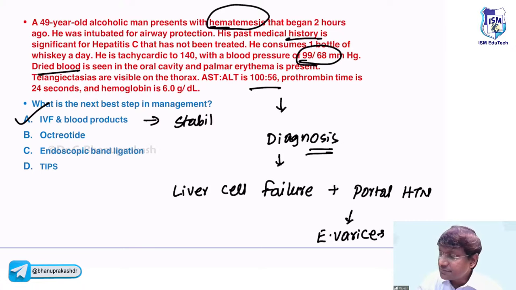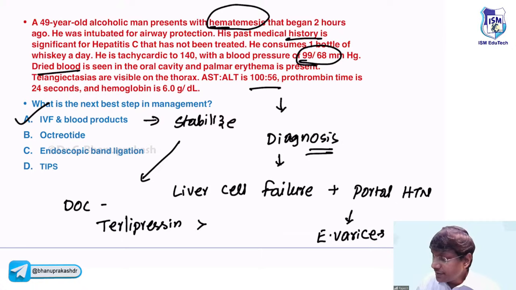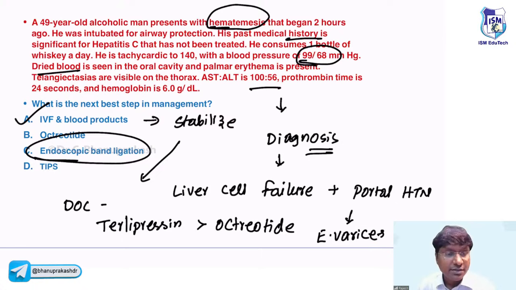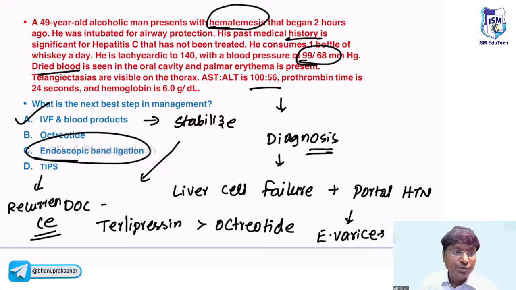And what is the drug of choice? The drug of choice will be terlipressin in bleeding esophageal varices, right? Followed by that, the alternative drug will be octreotide. Once the patient is stabilized, then you can plan for endoscopic band ligation in patients with bleeding esophageal varices. And if there is recurrence, then you need to do what is called TIPS, that is transjugular intrahepatic portosystemic shunt.